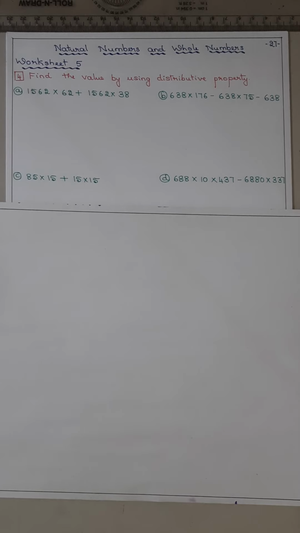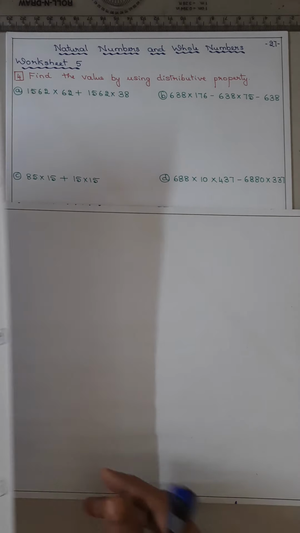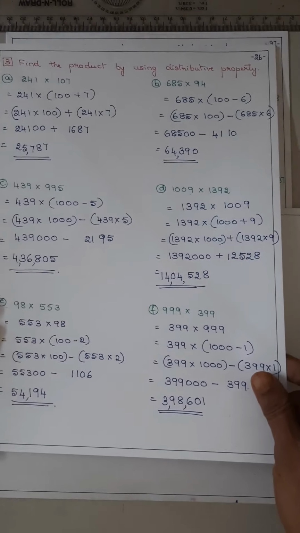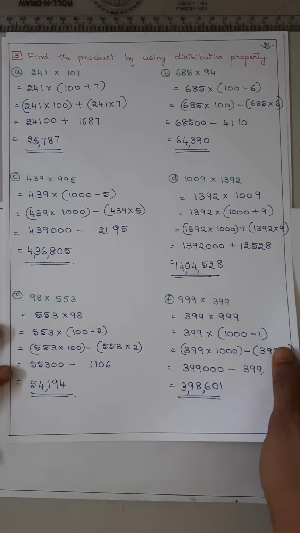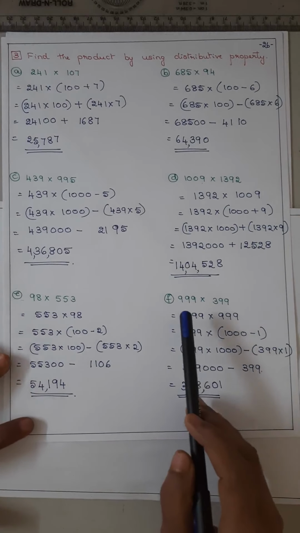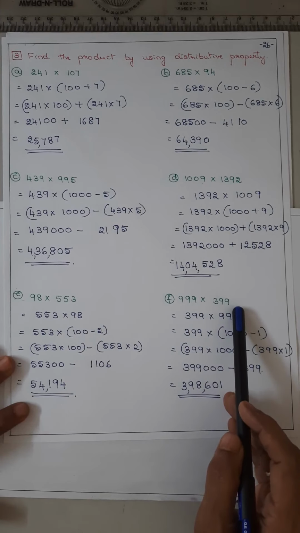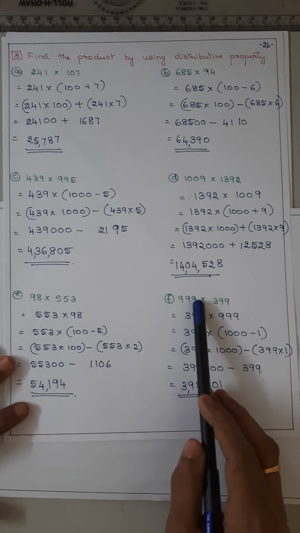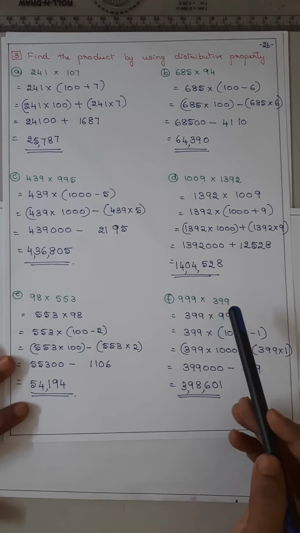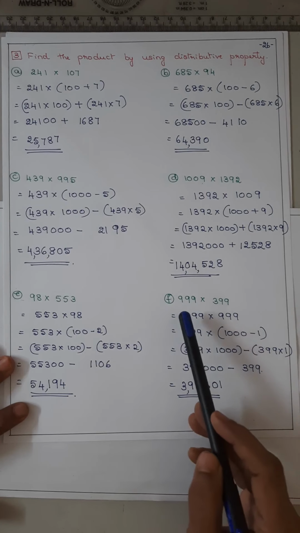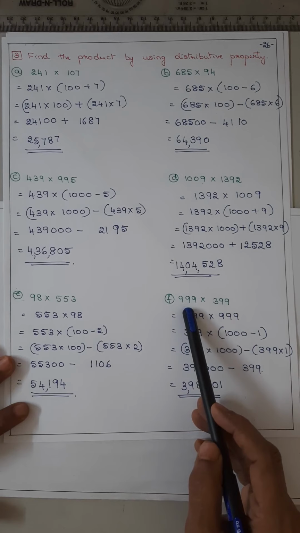We were discussing worksheet 5 of natural numbers and whole numbers, and in the last video we were discussing question number 3, subdivision F, isn't it? So it was 999 into 399. In this, 999 is nearer to 1000. So that is why this has to be split.